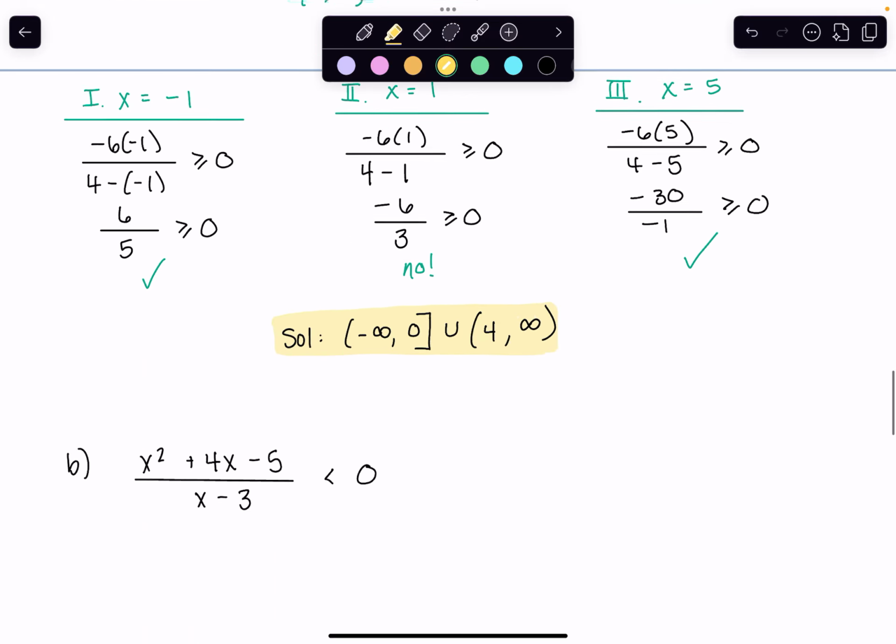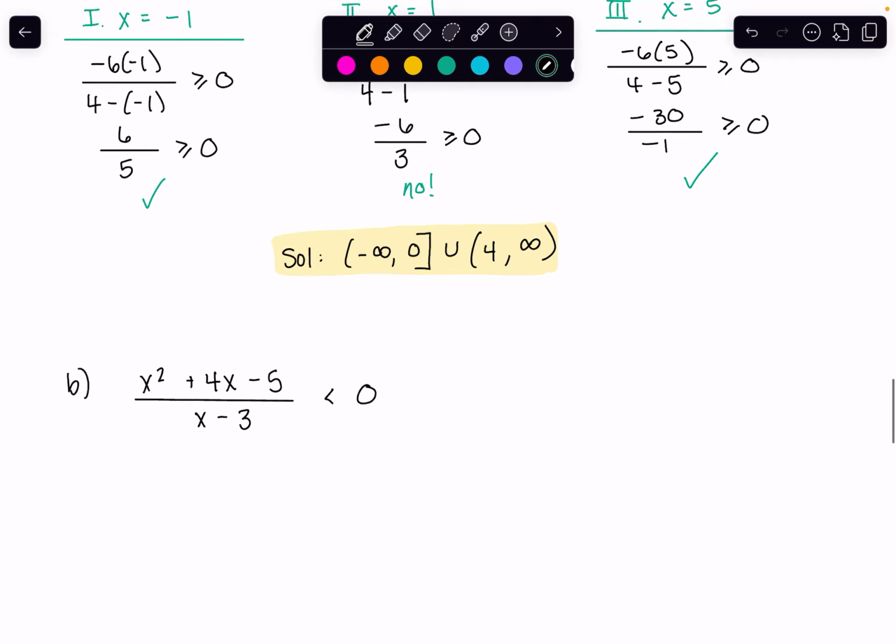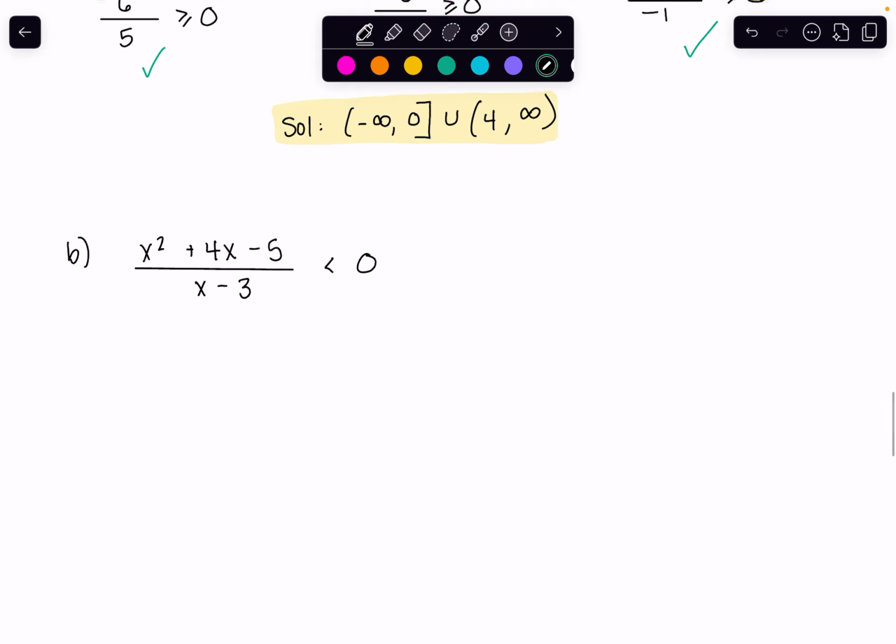So let's try one more example. This one at least is a little bit nicer in that we already have 0 on one side. So fantastic, I don't have to do all that extra work of condensing it. So you can see that can take quite a long time. But what I do need to figure out is those key numbers. So I am going to have to factor that numerator.